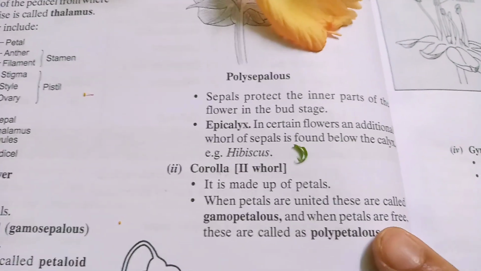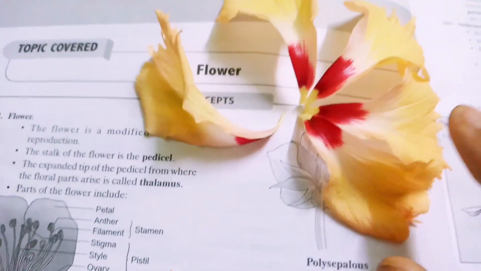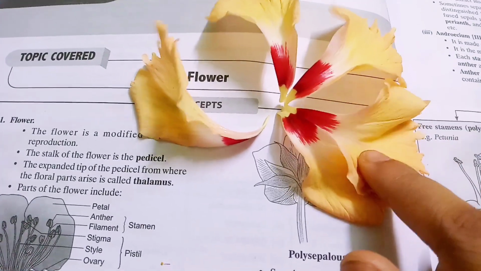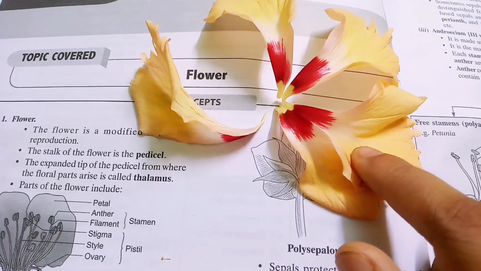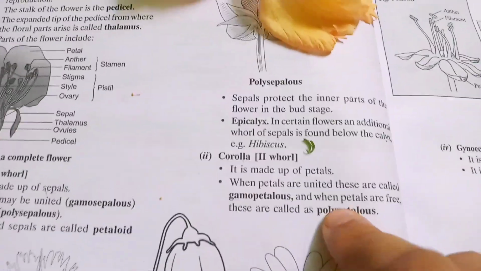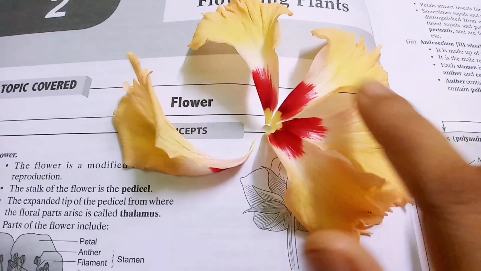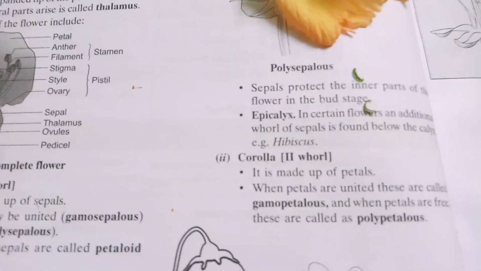Now corolla is the very attractive part of the flower. This is the corolla of our China rose flower, and this is the main cause to attract insects for pollination. Later in this chapter we will read what is pollination. Now corolla, what is corolla? It is made up of petals. One particular piece is the petal and together they form the corolla part of the flower. So the unit of corolla is the petal. Okay.